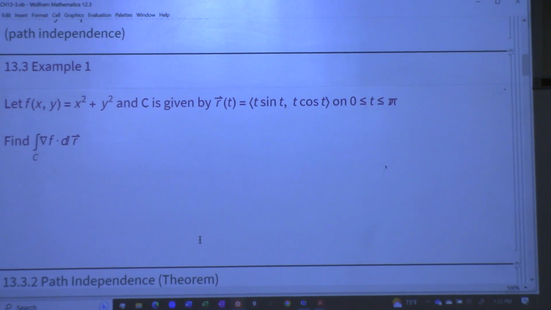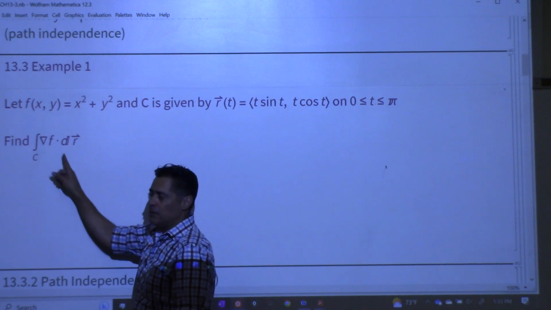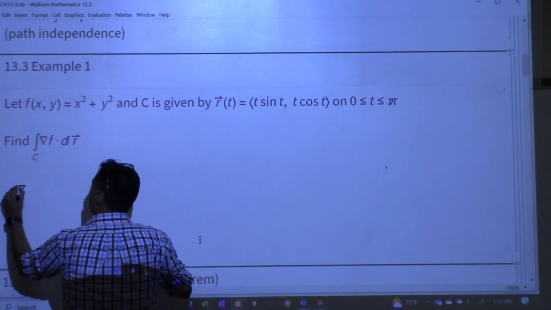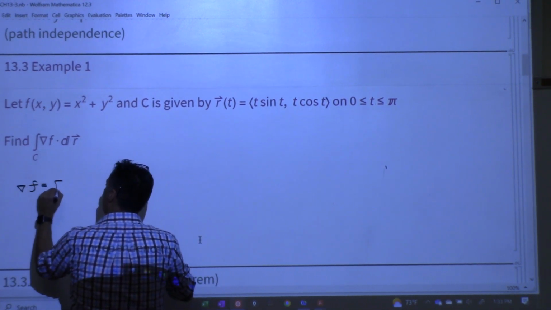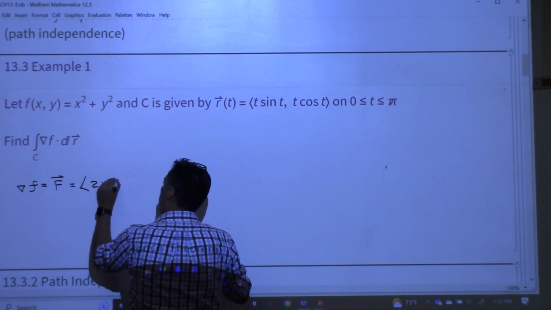All right, who wants to tell me how to do this? I'm going to show you two different ways of doing this problem. All right? Here's the first way, option 1. I'm going to actually grind this answer out. Okay, so let's get the gradient of f. That's going to be my field, and the gradient of f here is 2x comma 2y.